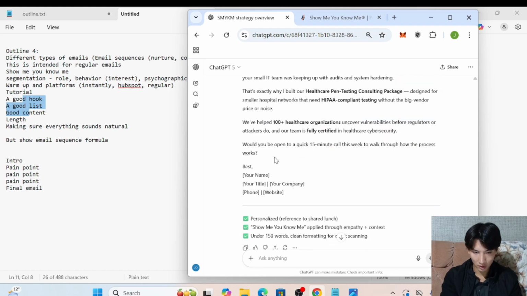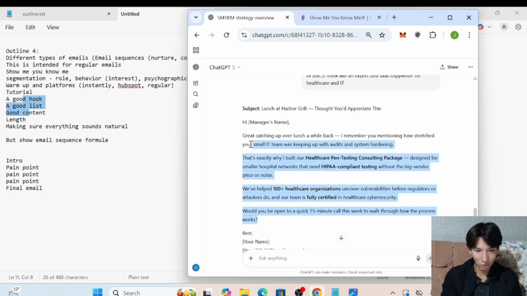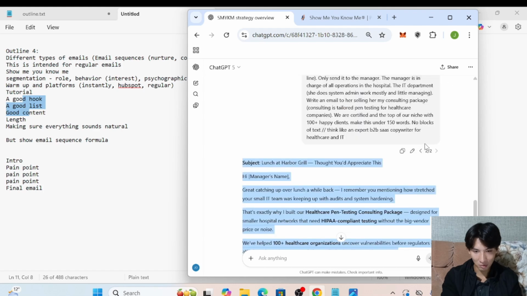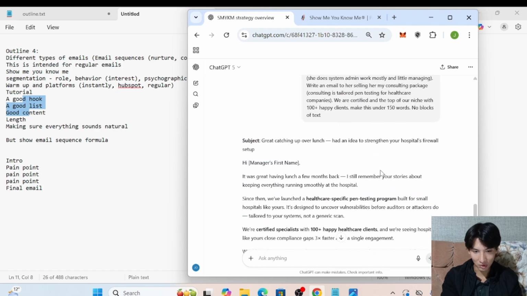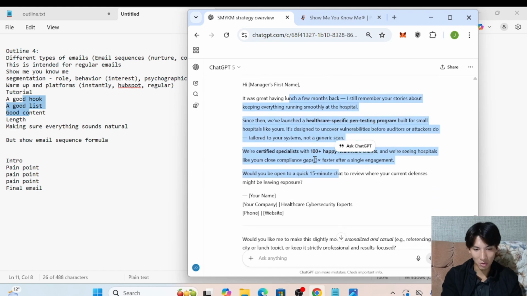So as you can see, it's just simple, it's easy to glance over, and it gets straight to our value proposition. It's also short, and it shows that you know the individual and that you can offer them value. And also, I really like this one too. But to be honest with you, I like the other one more.